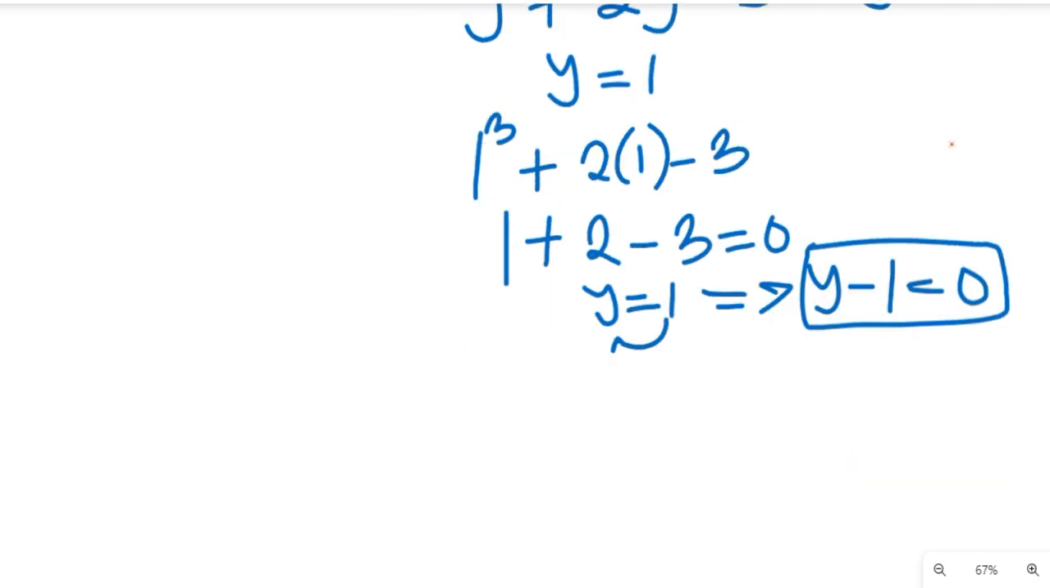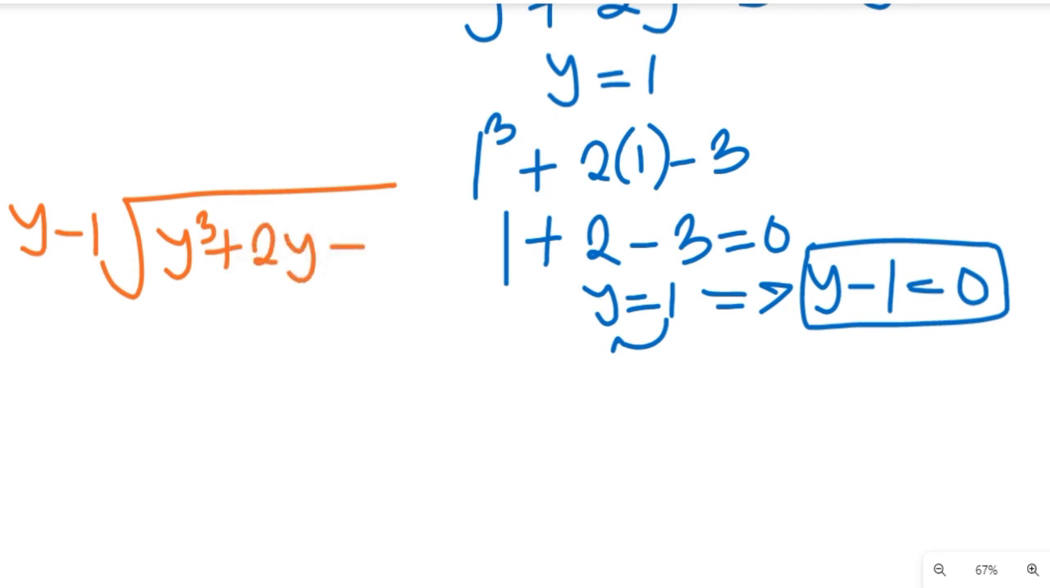Since y equal to 1 is a factor, we are going to find the other two factors. To find the other two factors, all we need to do is divide the original equation, which is y to the power of 3 plus 2y minus 3, by this factor we've gotten. So y to the power of 3 divided by y will give us y squared, right? So y squared times y will give us y to the power of 3, right? Then y squared times minus 1 will give us minus y squared.